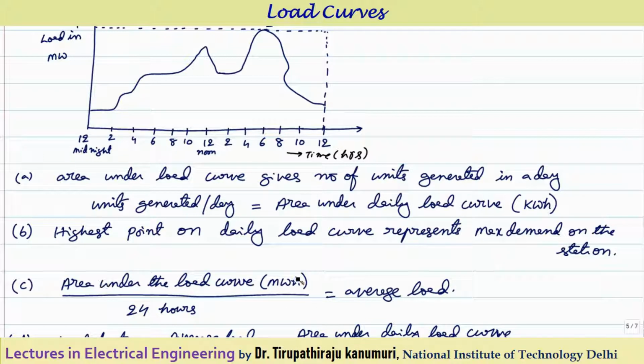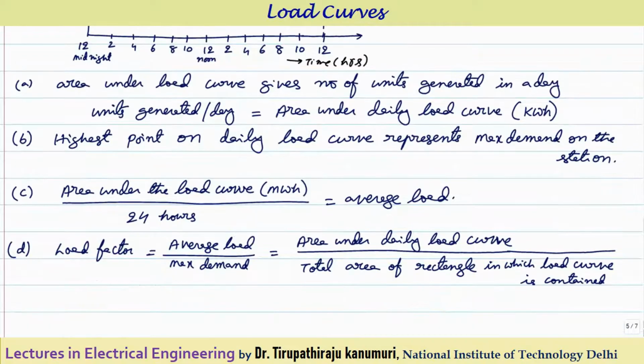Then the area under the load curve, in megawatt hour, which indicates the number of units generated in a particular day, divided by the duration of the day, gives the average load. We discussed what average load is in the previous class. It is nothing but the total number of units supplied divided by the total duration.